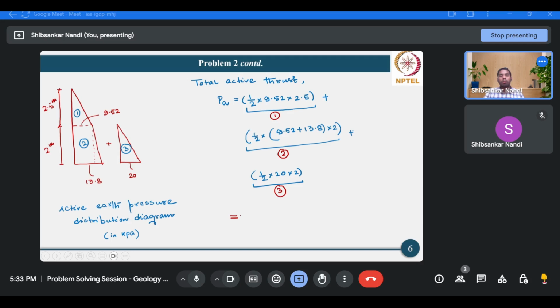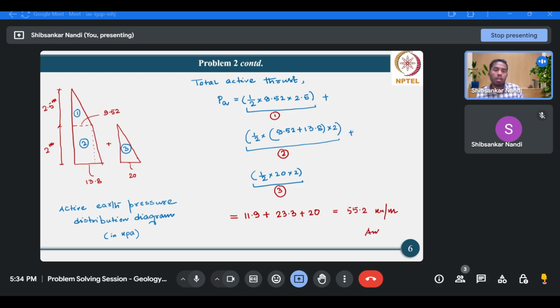Okay, so if we calculate, then it will be 9.52 into 1.25, that is 11.9, plus 9.52 plus 13.8, it's 23.3, plus the third component, so the total is 55.2 kilonewton.